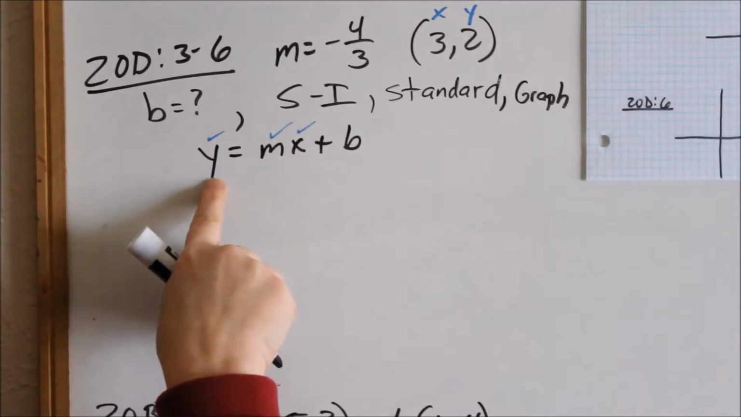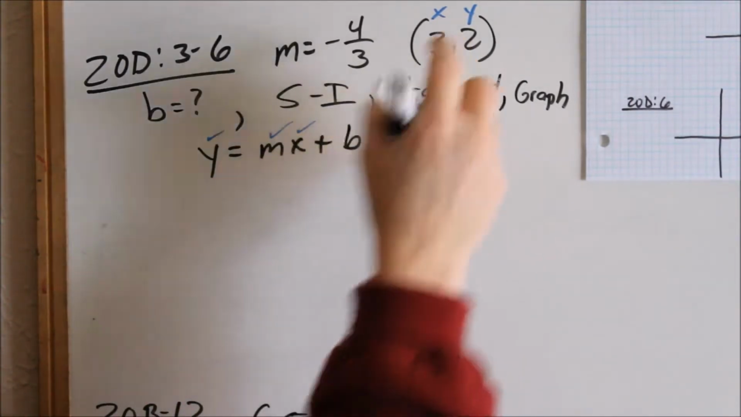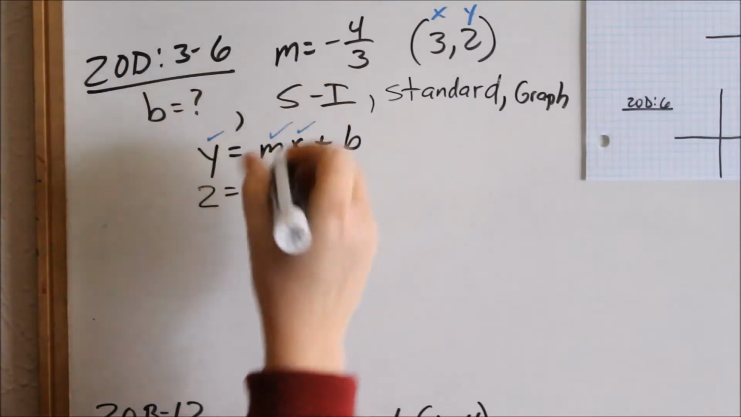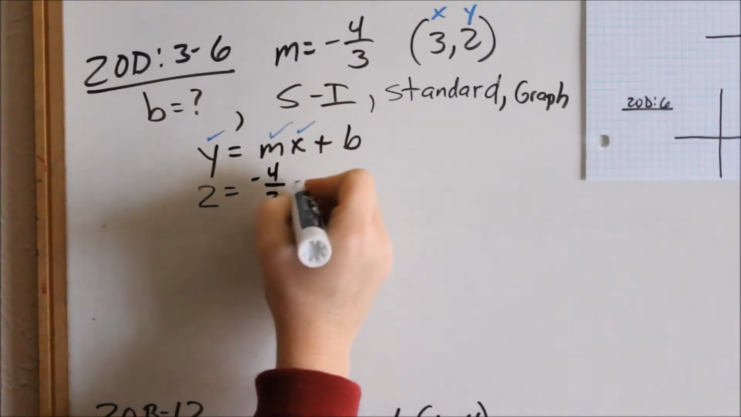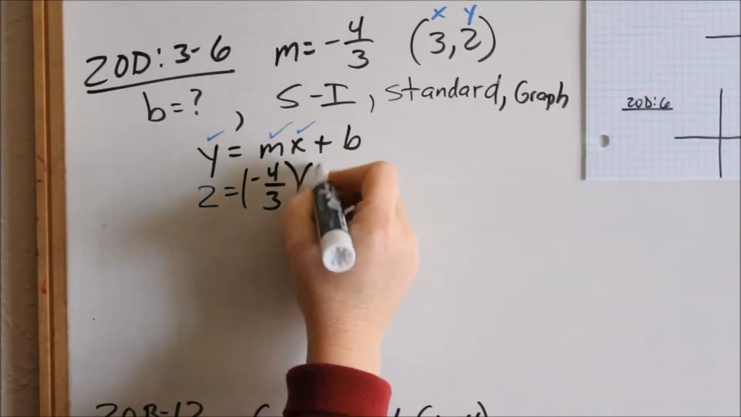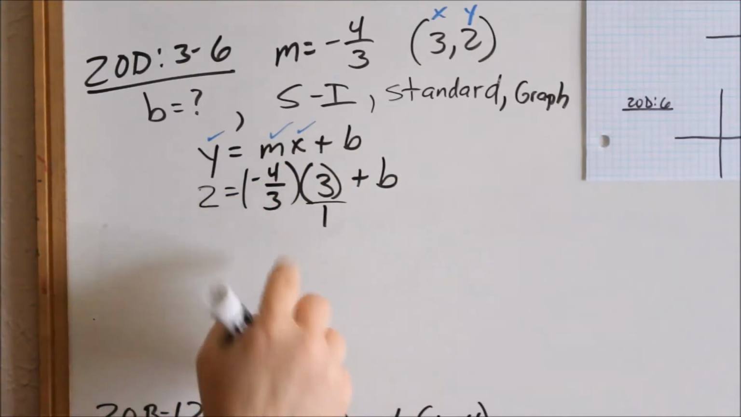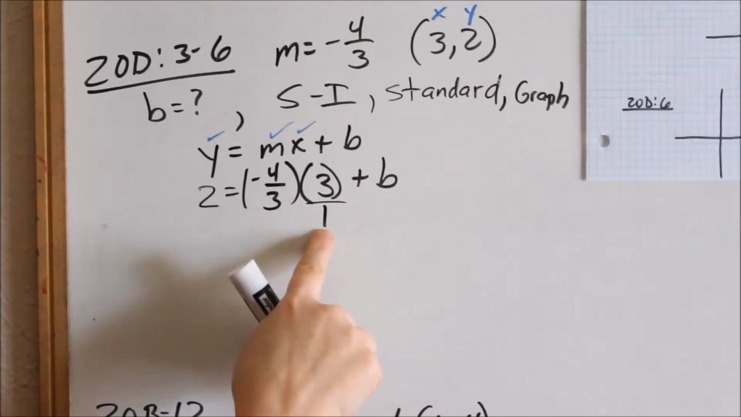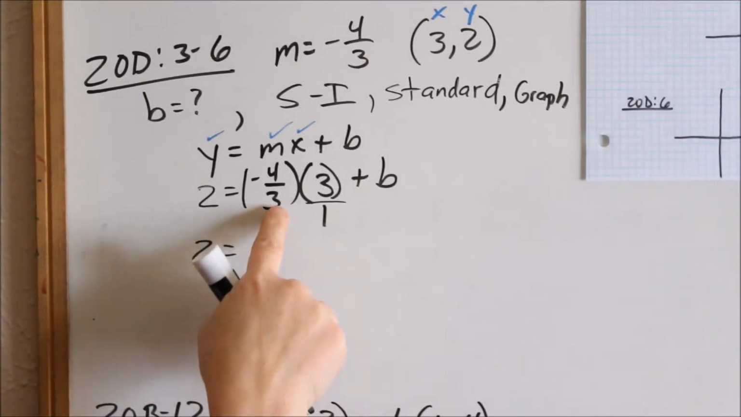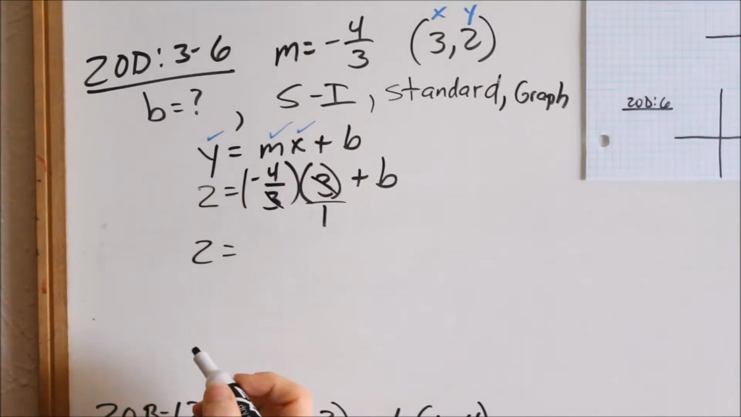So we can take the information that we're given from our point, our x and y value. Our y value is 2. So we can substitute 2 in for y. Then we put our slope in, -4/3 times our x value. Our x value is 3 from our point, plus b. Remember, you can turn any number into a fraction by putting it over 1. So this is a fraction times a fraction. So you multiply fractions. Well, you can see that your numerator and denominator is going to cancel. So that 3 and 3 is going to cancel.